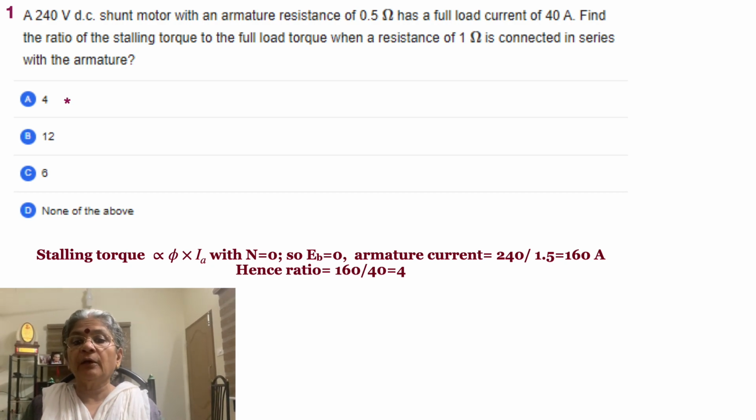So this is the stalling torque, proportional to the current of 160 amps. The other is the full load torque, which is proportional to 40 amps. So 160 divided by 40 gives you 4 as the ratio of the stalling torque to the full load torque, wherein we have just used the understanding that torque is proportional to both flux and current. But in the shunt motor, the flux remains constant. I suppose the new introduction could be the stalling torque. Okay. So moving on to the next problem.